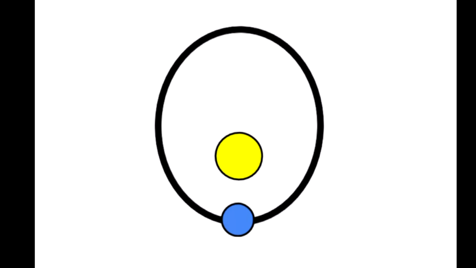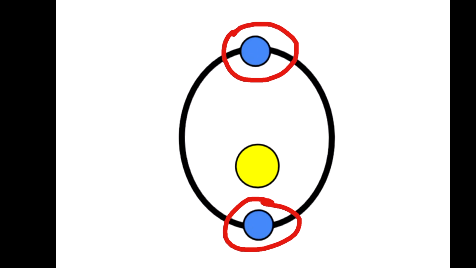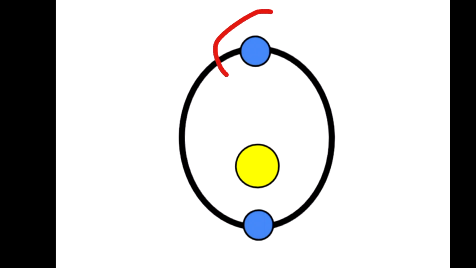So this blue circle is the Earth, and this yellow circle represents the Sun. As you can see, the Earth orbits the Sun in an elliptical path. Here we have Earth in two positions in its orbit around the Sun. Here, the Earth is closest to the Sun, and here, the Earth is furthest from the Sun. When the Earth is closest to the Sun, we call this point perihelion. When the Earth is furthest from the Sun, we call this aphelion.